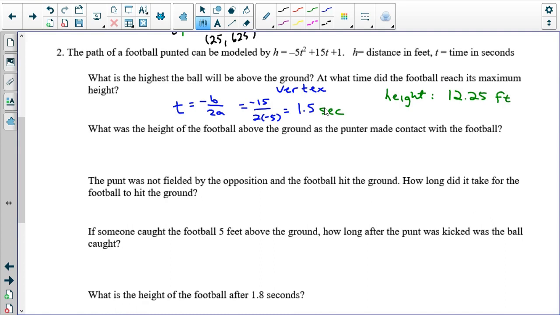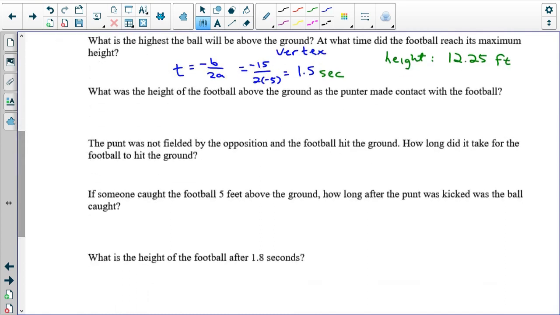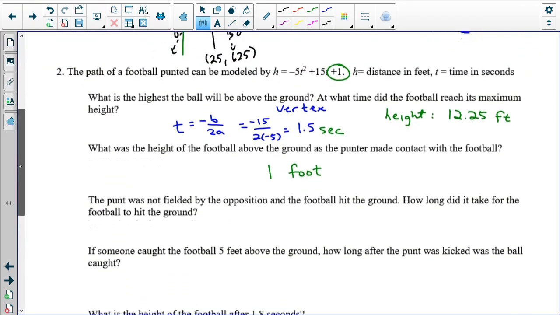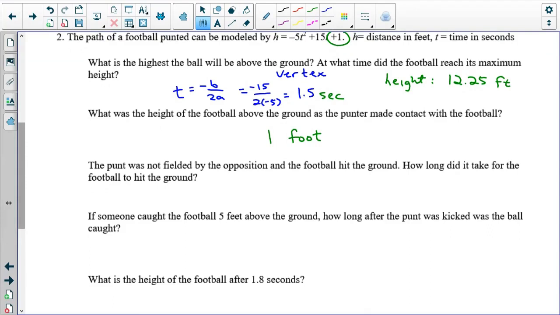That's probably not that great of a punt, but it's okay, I guess. What was the height of the football above the ground as the punter made contact with the ball? That's 1 foot. That's very, very easy. That's the y-intercept. Notice that if I plug in t equals 0, that's the initial time.